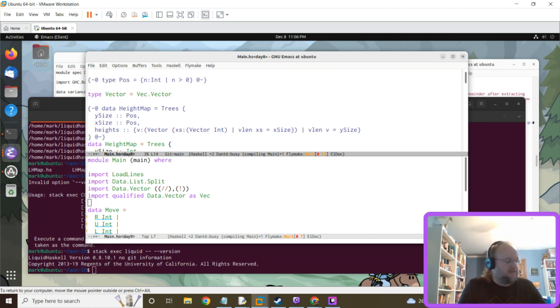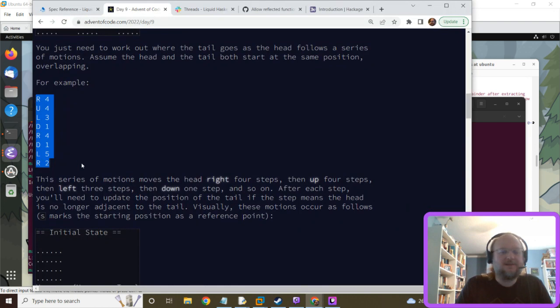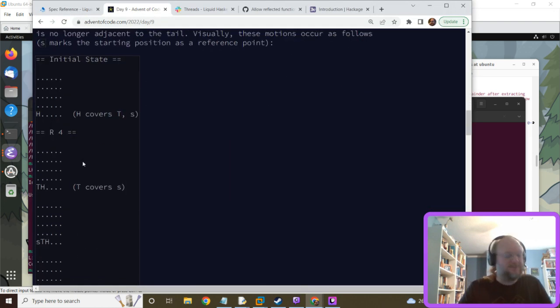It's not a vector. It's not a matrix, because we could easily move and we don't know how much space we require. So it's going to have to be a map. Okay.